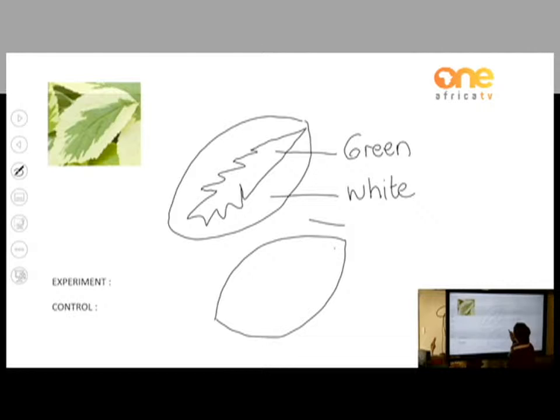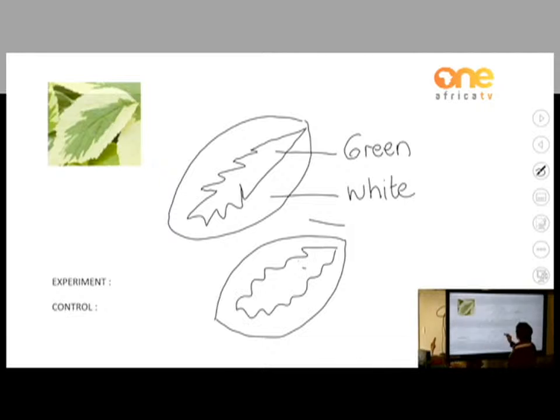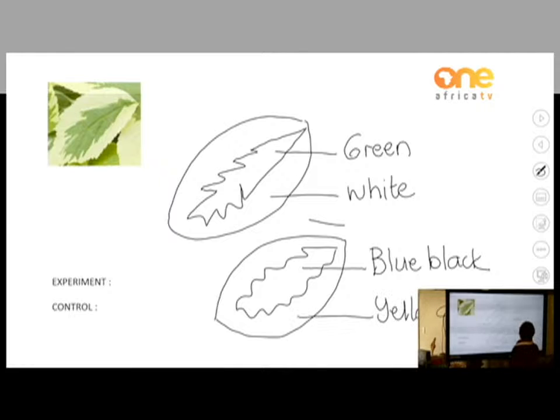now I have the blue-black parts on that specific area and the yellow-brown was on this area. And now I can compare these two and say, okay, the green tested blue-black, and the green was where the chlorophyll was.